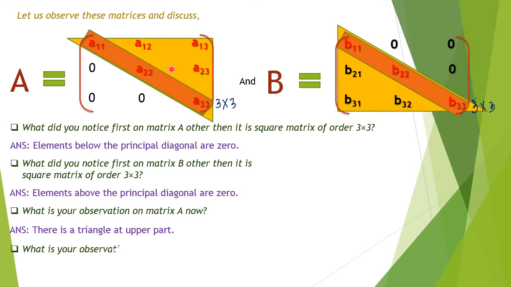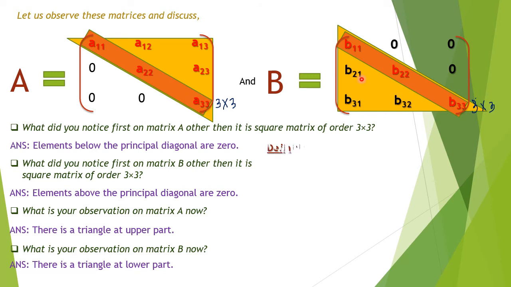What is your observation on matrix B now? Now you can easily tell that there is a triangle at the lower part of matrix B. You can see the triangle, a perfect triangle there. There is a triangle at the lower part of matrix B.